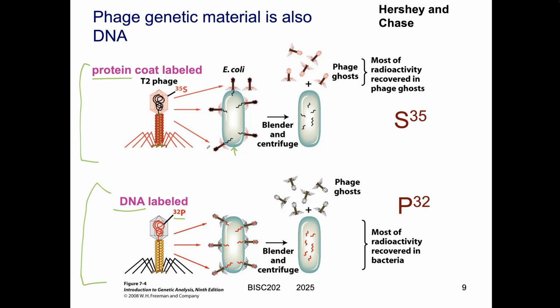So the cell becomes a virus factory, and eventually all the viruses get built, and the cell bursts, and the viruses spew out in all directions. That is how viruses infect these cells.